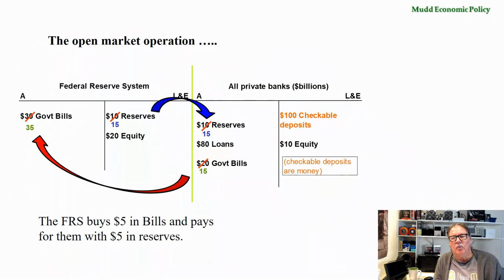Now you say, well, wait a minute, where did they get the reserves from to do this? Because they changed their liability from 10 to 15 and they gave that to the banks. It's created out of thin air. That's where the magic of this comes in. The Federal Reserve System has the ability to buy things without actually initially having the means to pay for it. They can simply create reserves as a bookkeeping entry by literally erasing the old value and replacing it with the new value.